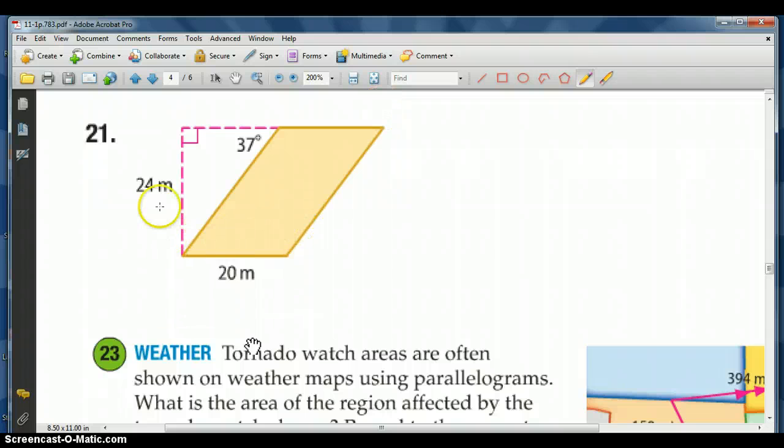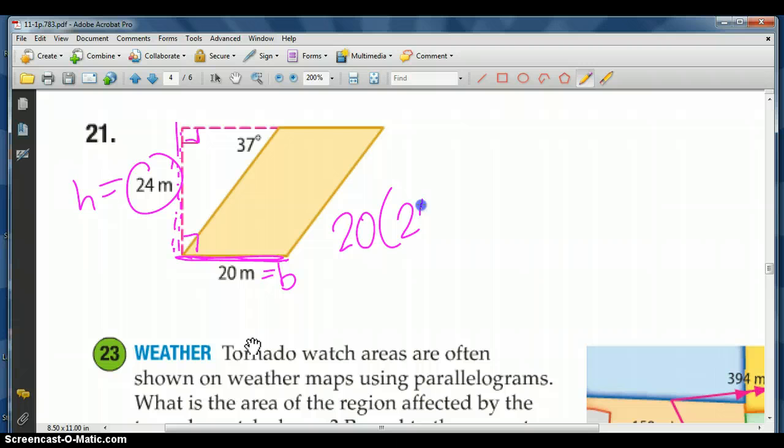On number 21, our base of the parallelogram is 20. Our height, we have a right angle here, so the perpendicular segment to the other side is 24. That's our height. So 20 times 24 gives us 480 square meters for our area.